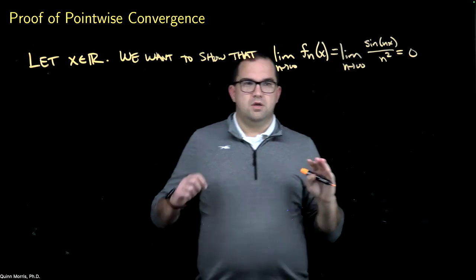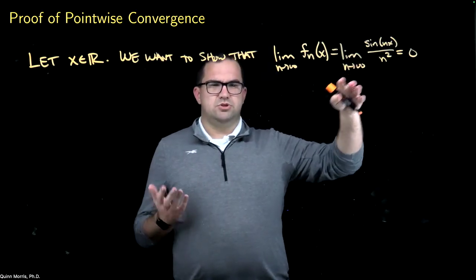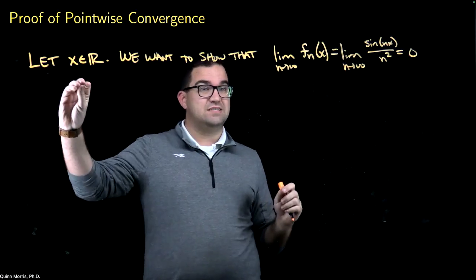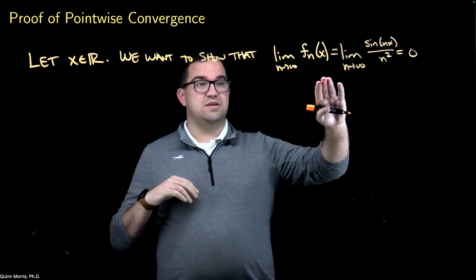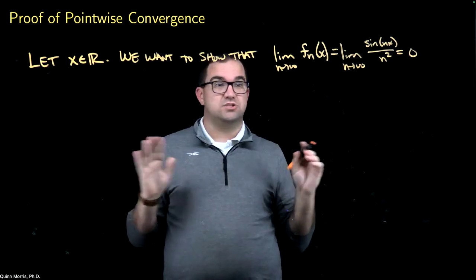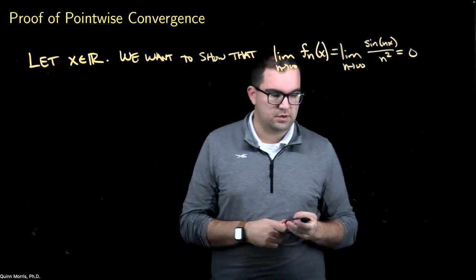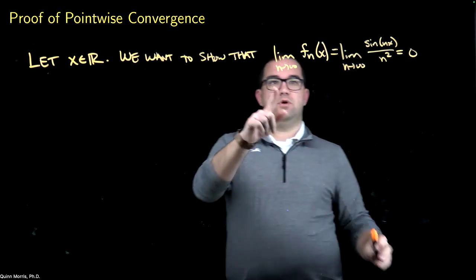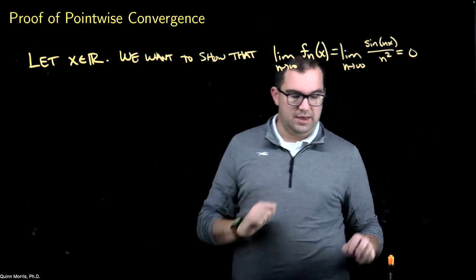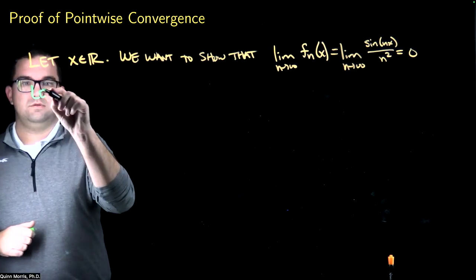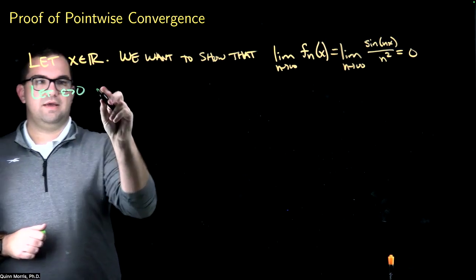Now, you might say, well, wait, isn't this just what you just said? Well, I've fixed an x now. So now that x is fixed, this is a sequence of real numbers, and I'm just going to treat x no longer like a variable, just like a fixed real number. Okay. All right. So if I want to show this, then what do I do? Well, then I need an epsilon. So I'm going to let epsilon greater than 0 be given.